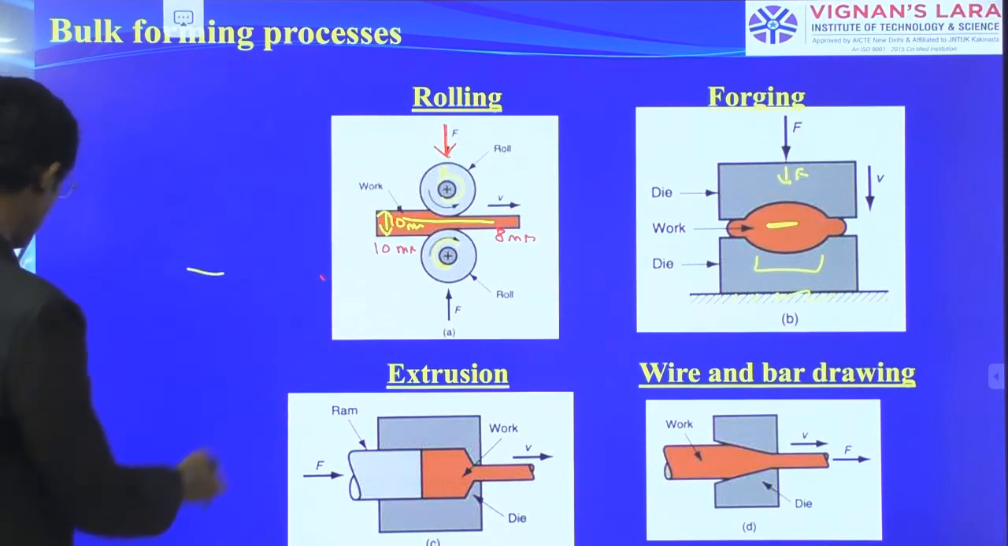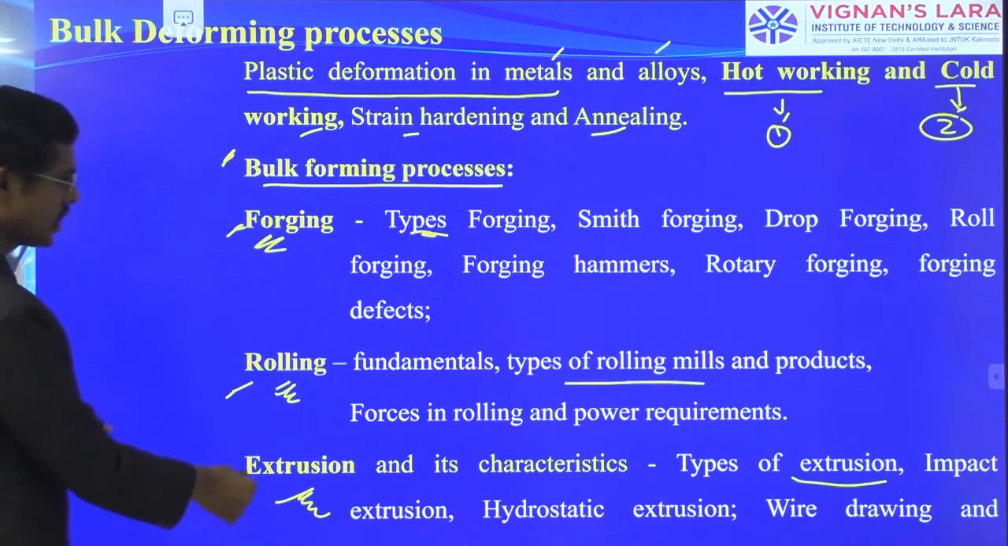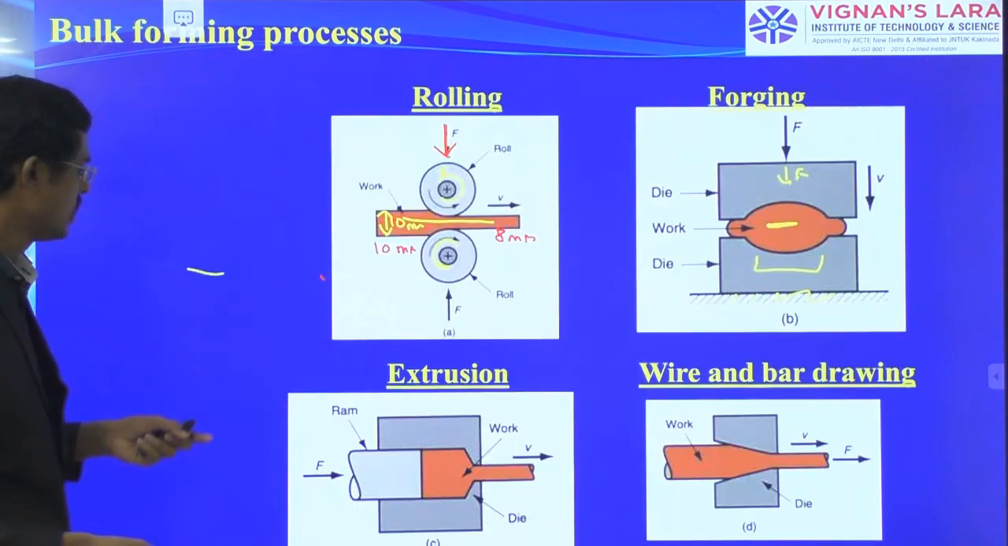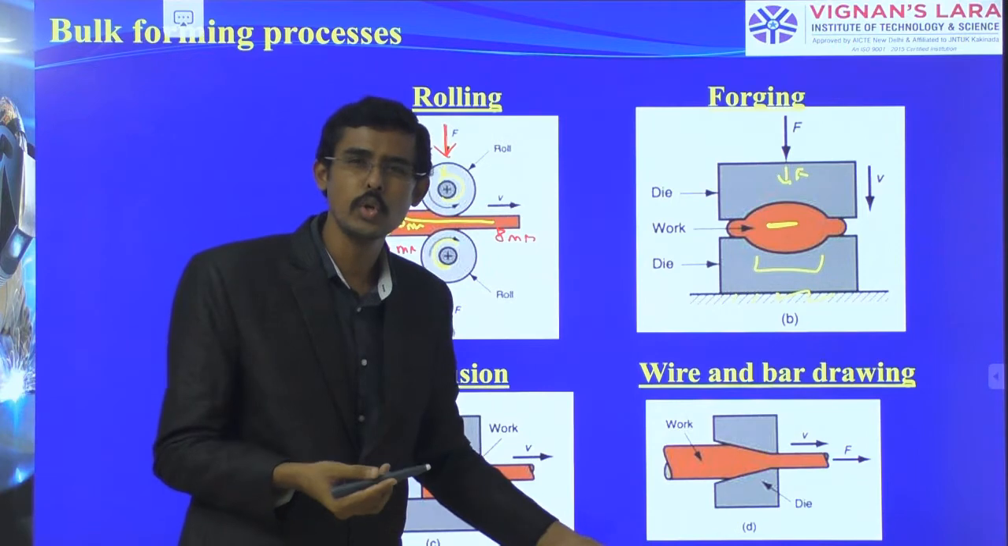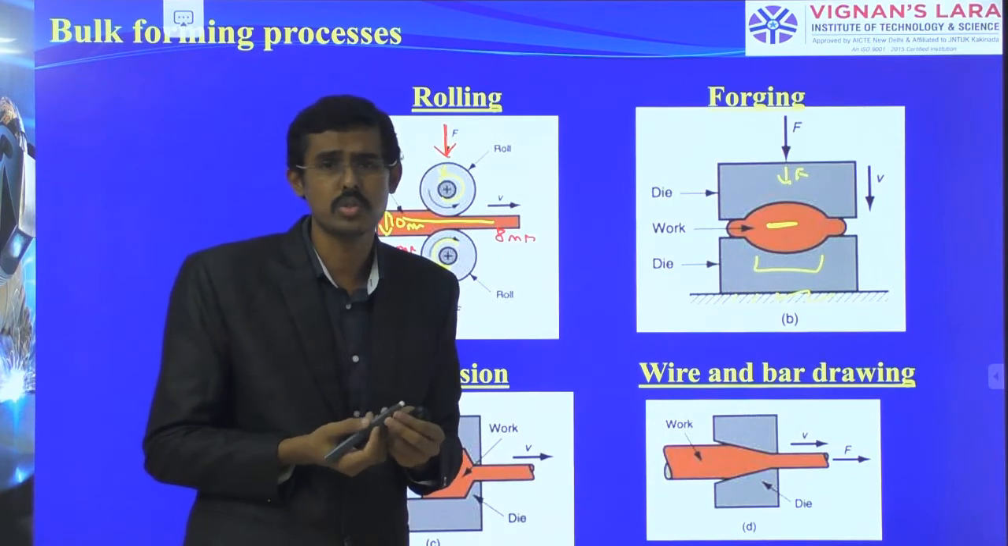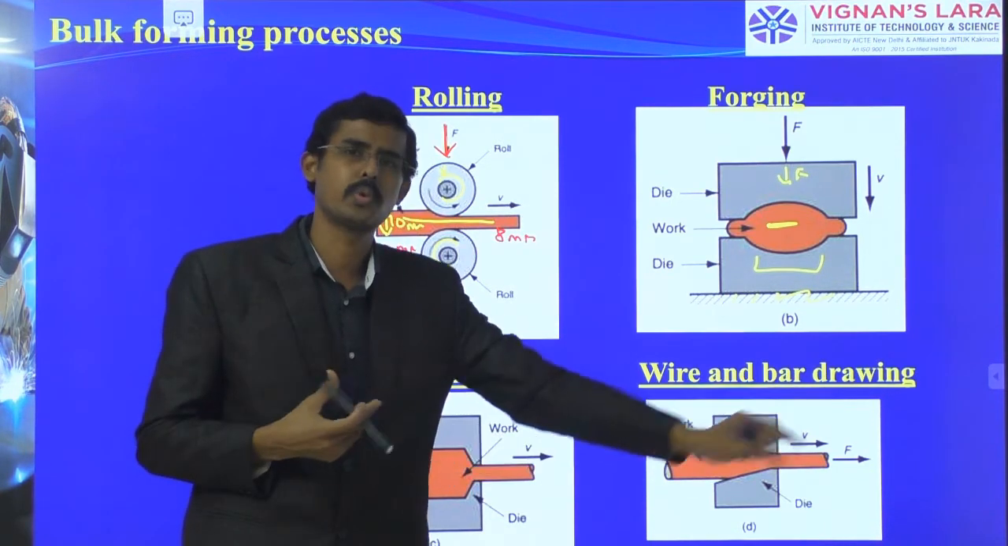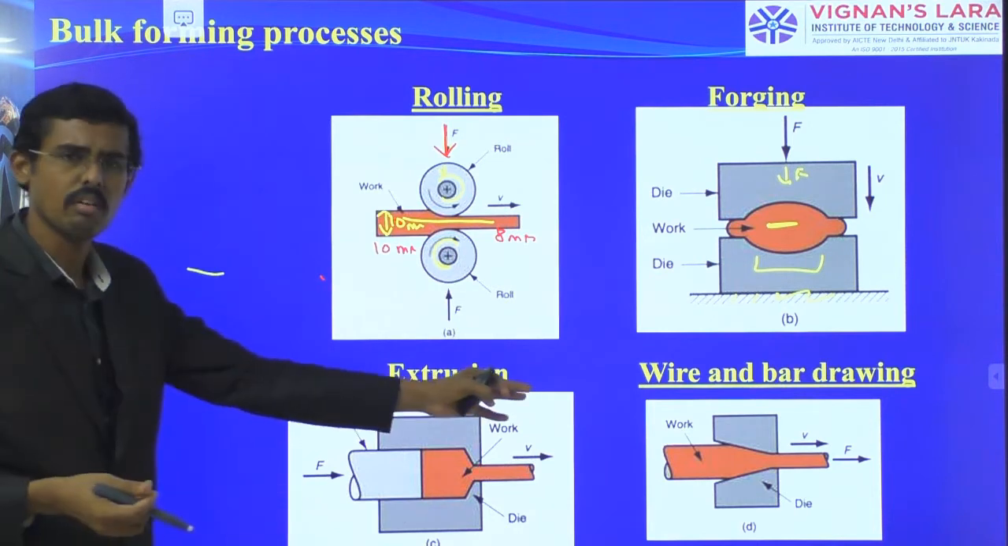And later we have seen extrusion. Extrusion includes solid extrusions, and otherwise wires, tubes, bars, and hollow pipes; those are the extrusion processes. So all of this we have to see.